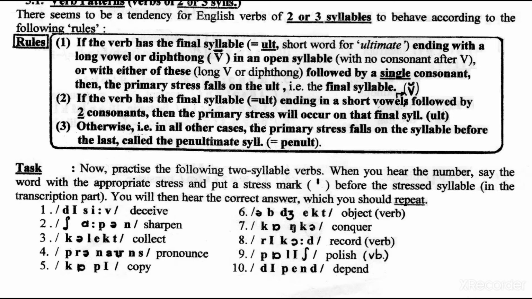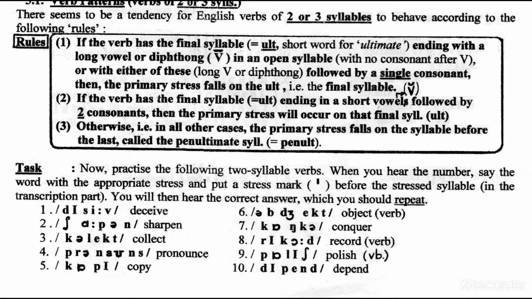The next verb is the verb record. So here the stress is on the alt, that is the last one. Why? Because we have applied rule 1A. Which case in 1A? It is long vowel plus one single consonant. We have the long vowel O plus the consonant D. So here 1A, long vowel plus consonant. So the stress is on the alt.